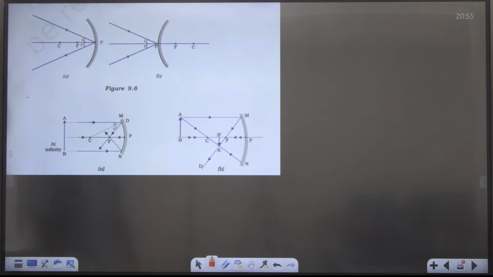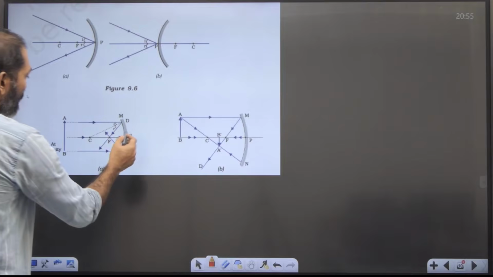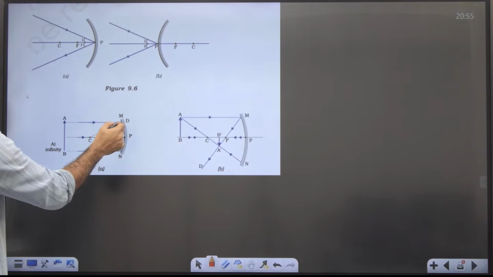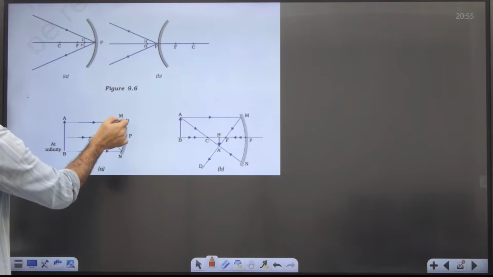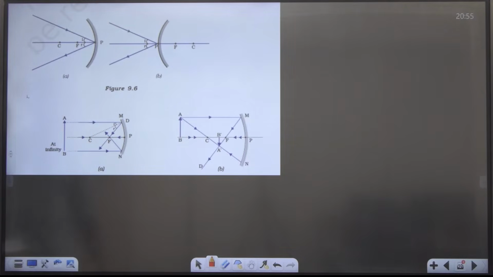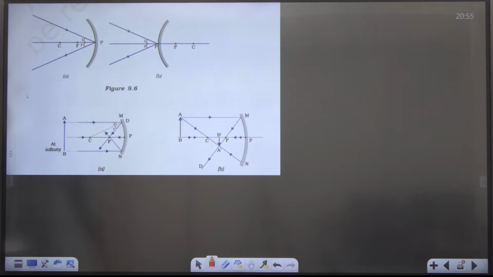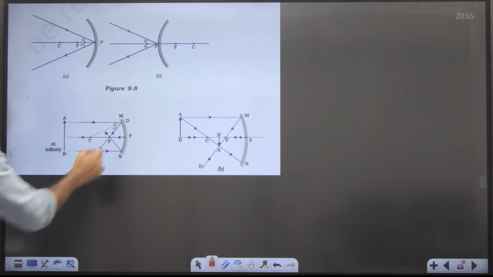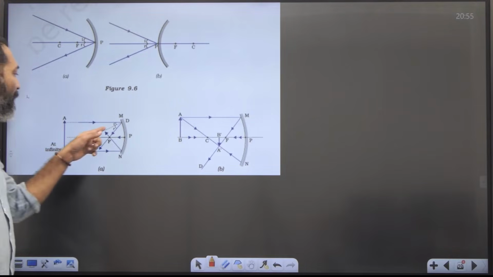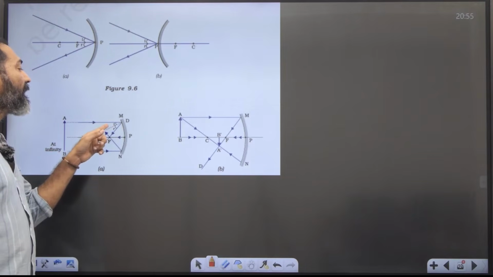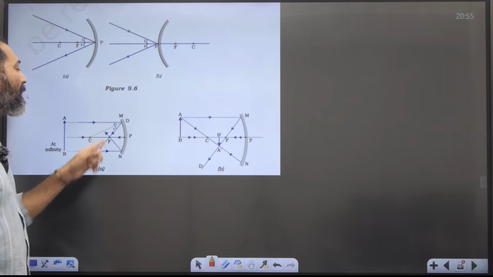Now next is image formation. Image formation by a concave mirror. Here the object is at infinity, so the light ray is coming from infinity and falling at this point. It is parallel to the principal axis, so it has to pass through the principal focus. Another light ray after reflection again passes through the principal focus. Here it follows the law of reflection: the angle of incidence is equal to the angle of reflection.